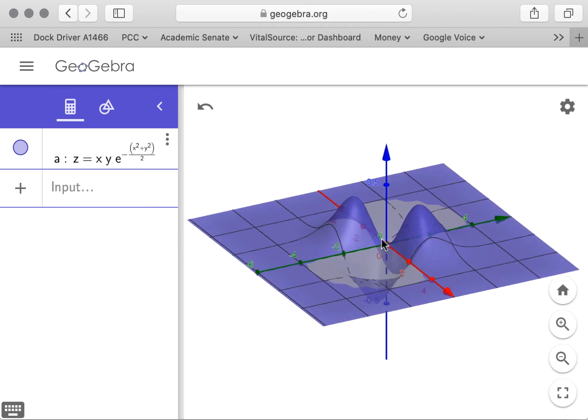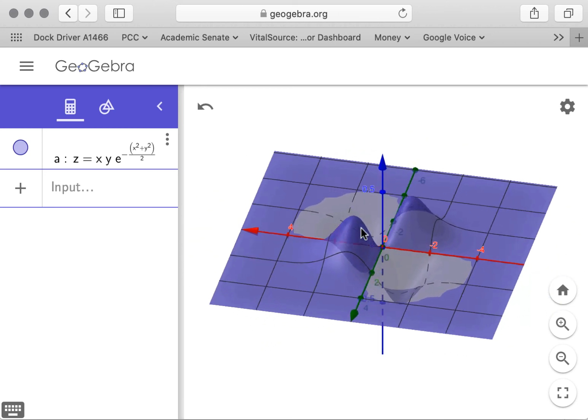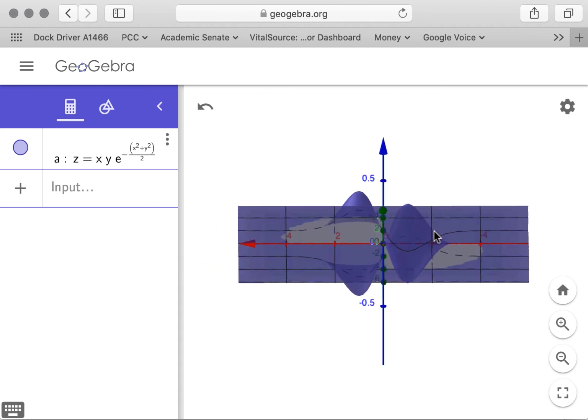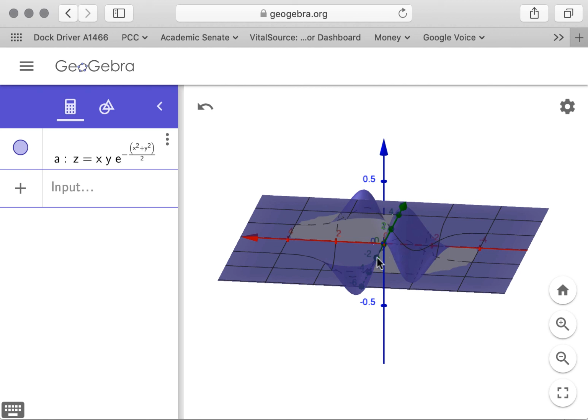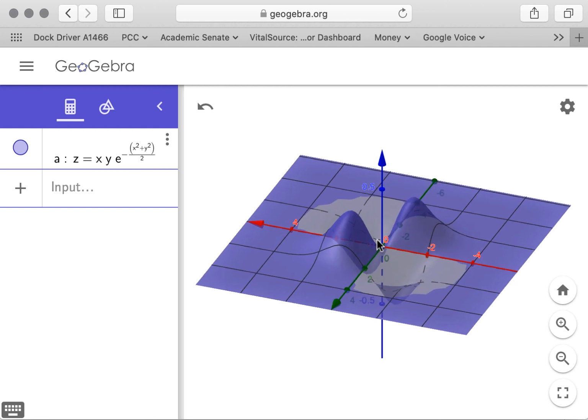Here near the origin, what we see is that crossing from the first quadrant to the third quadrant, the origin represents a minimum value for that path. But if we cross from the second quadrant to the fourth quadrant, it's a maximum in that direction. So that's the picture of a saddle point there at (0, 0).